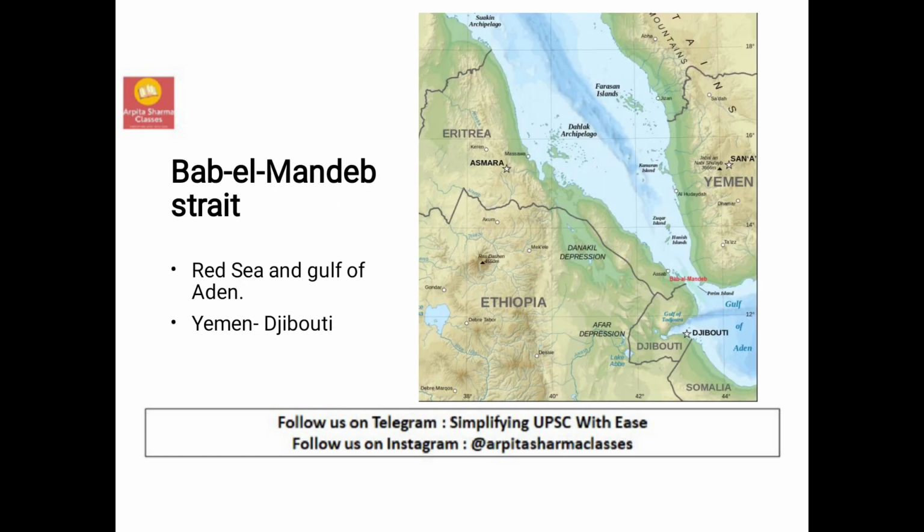Next, I told you about Bab el Mandeb. It is also strategically very important because 4% of the global oil supplies will pass through this Bab el Mandeb Strait. And this Bab el Mandeb is present between Yemen and Djibouti. These are the countries it is present between. And which water bodies is it connecting? It is connecting the Red Sea and the Gulf of Aden.